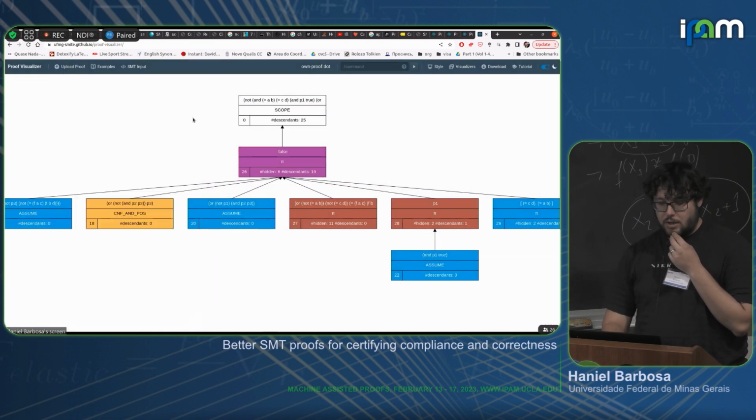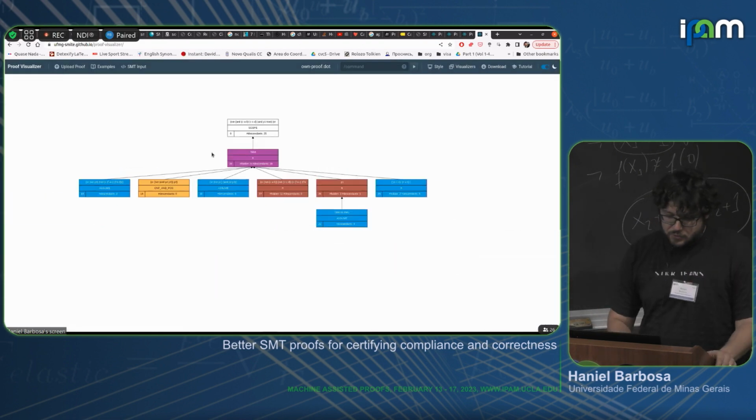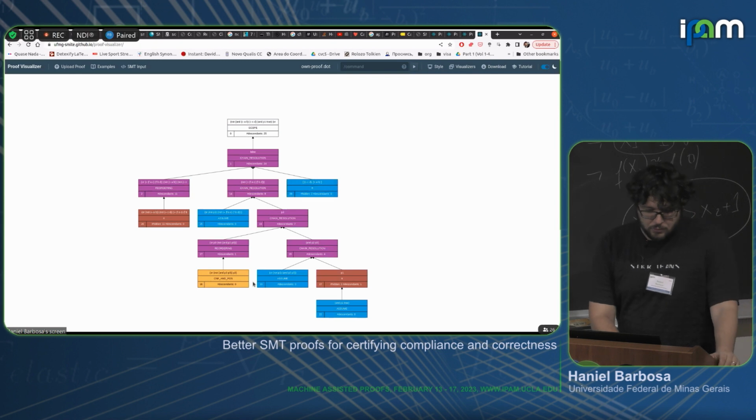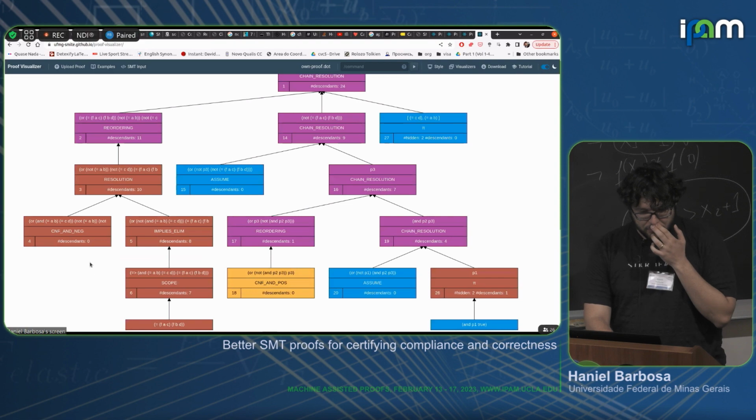Yes. And now I have a different proof, because it solved it differently. So purple means propositional reasoning. This is what the SAT solver is doing. It's given stuff. I'm not going to go into detail. But the yellow part here is clausification, and this thing here, it should have been green, but it's not.